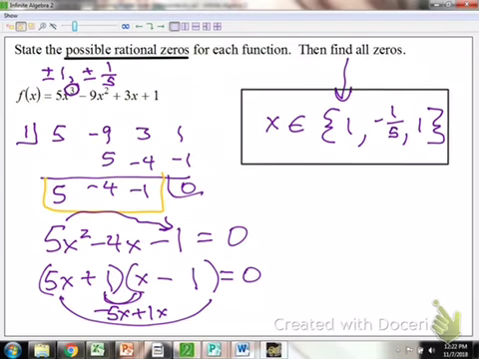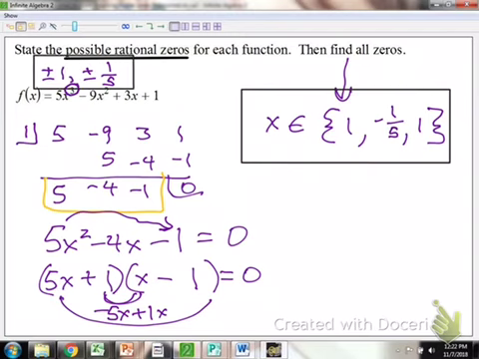So we are finished with this problem because we have identified the possible rational zeros, and then we have actually found all the zeros of the polynomial function.